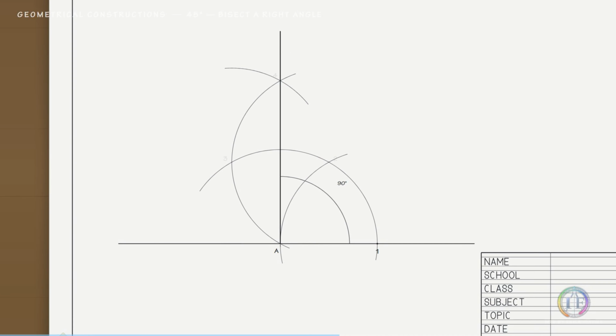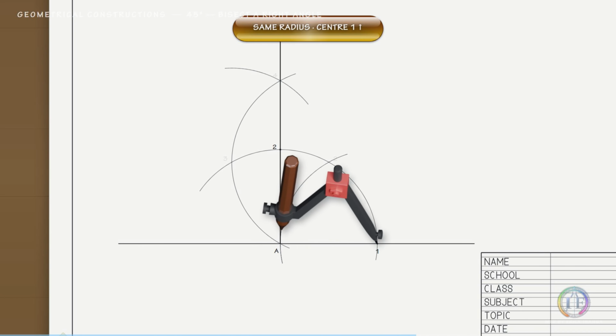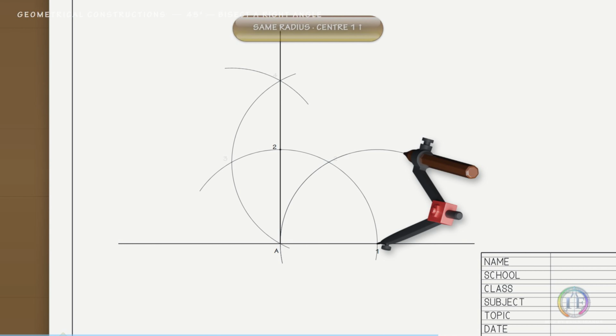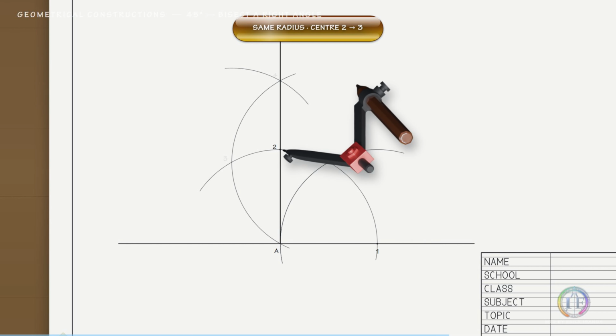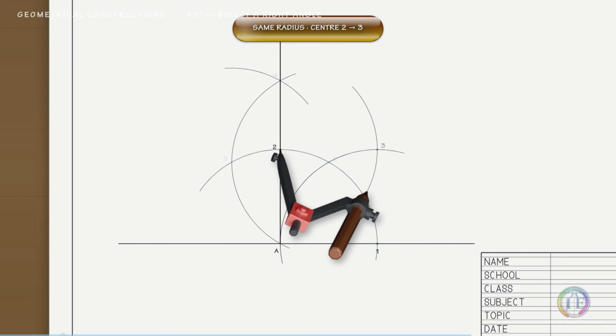To bisect the right angle, we use 2 points that are the same distance r from A: point 1, already on the horizontal line, and point 2, where our first arc crosses the perpendicular. Keeping that same radius r, and with point 1 as center, we swing an arc up into the interior of the right angle. With the same radius again, and point 2 as center, we swing a second arc to cut the first one at the point 3.